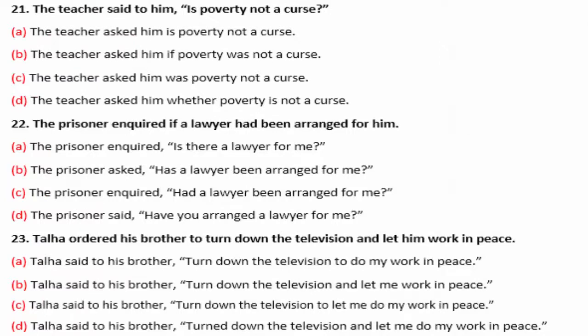Sentence number 21. The teacher said to him, is poverty not a curse? You have to choose the correct option out of these four, A, B, C, D and write it down in your register. Sentence number 22. The prisoner inquired if a lawyer had been arranged for him. This is also indirect narration and you have to choose the correct direct narration for this sentence.